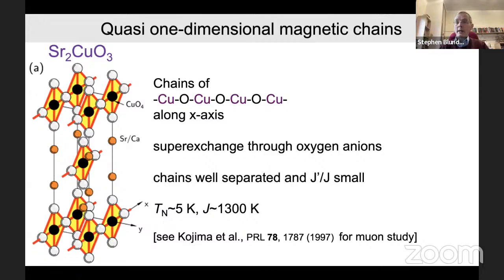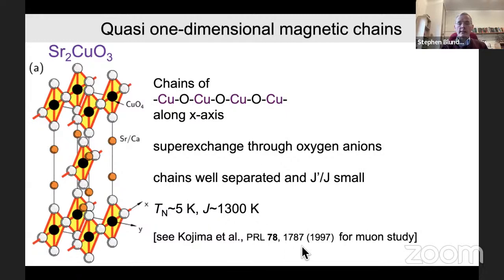Of course, a one-dimensional magnet should never order. And these are almost one-dimensional, but they're really quasi-one-dimensional. So what happens is that when you get down to very low temperature, the spins have started to order, but they haven't completely ordered. Or rather, the fluctuations slow down, but only at very, very low temperature do you get long-range magnetic order. So this was done by the Columbia group. So this wasn't our work when they studied the MuSR.